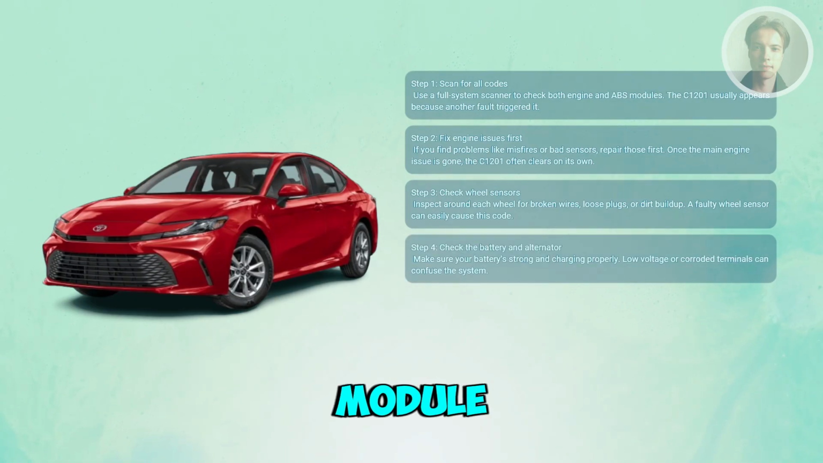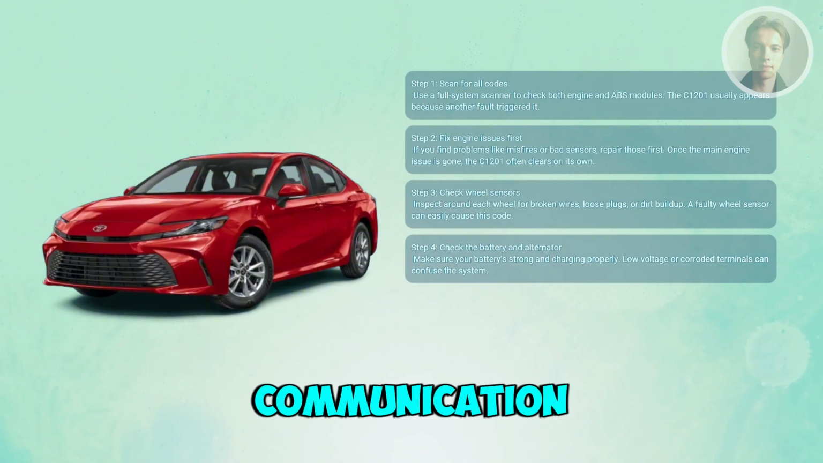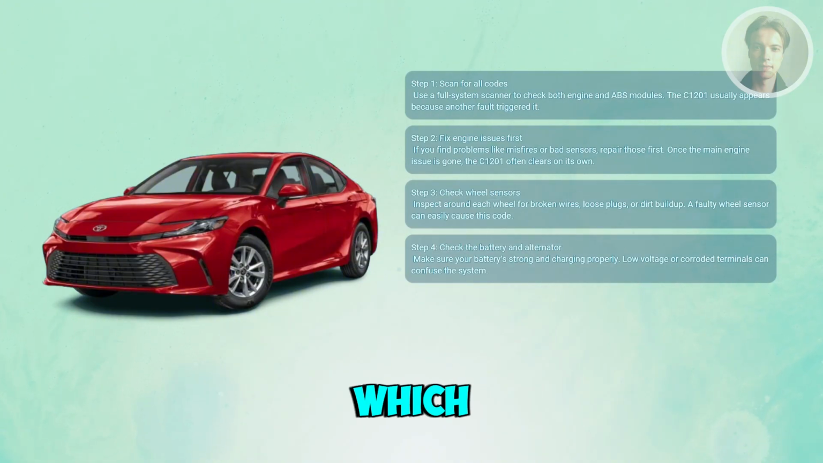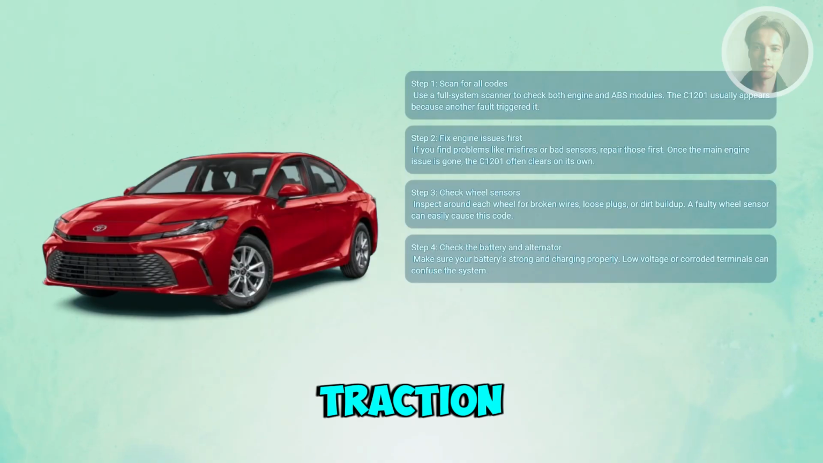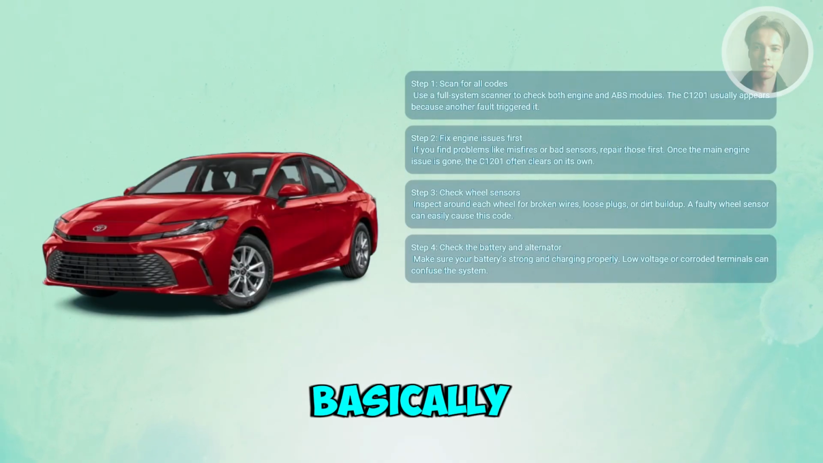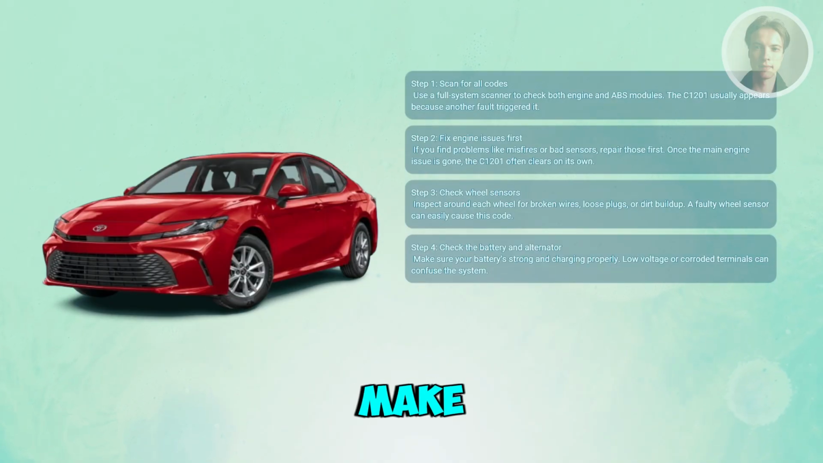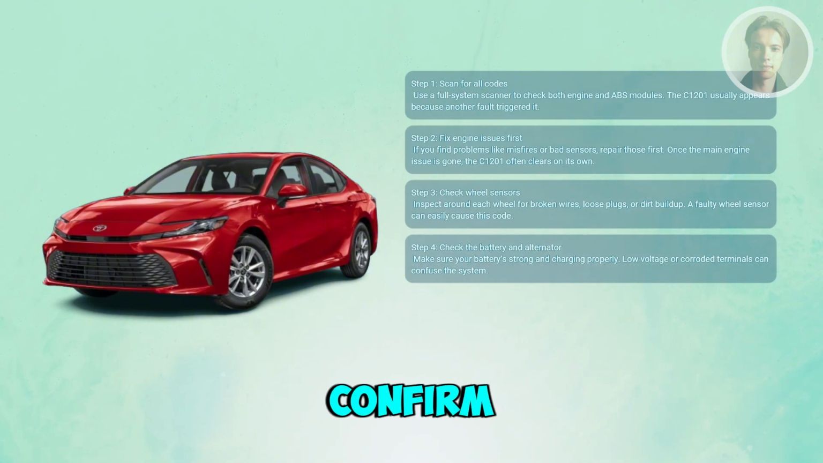And also, a weak battery or low voltage can cause the code to trigger. So when the car's modules don't get consistent power, communication between them can glitch, which causes problems with the ABS and traction control systems. And basically just check the battery voltage here. Make sure the terminals are clean and confirm that the alternator is charging properly.